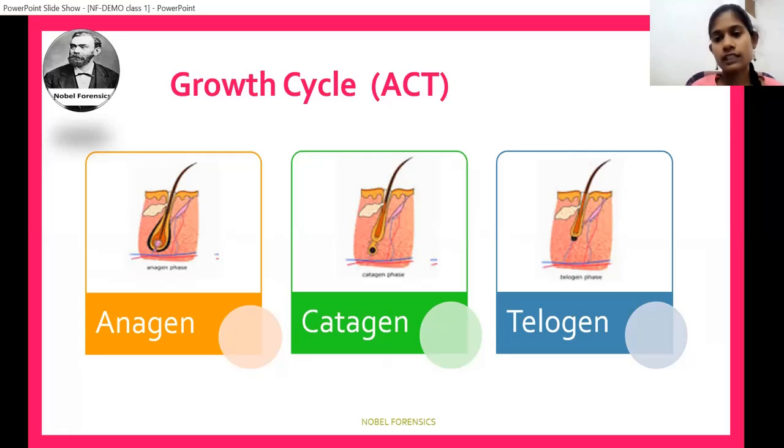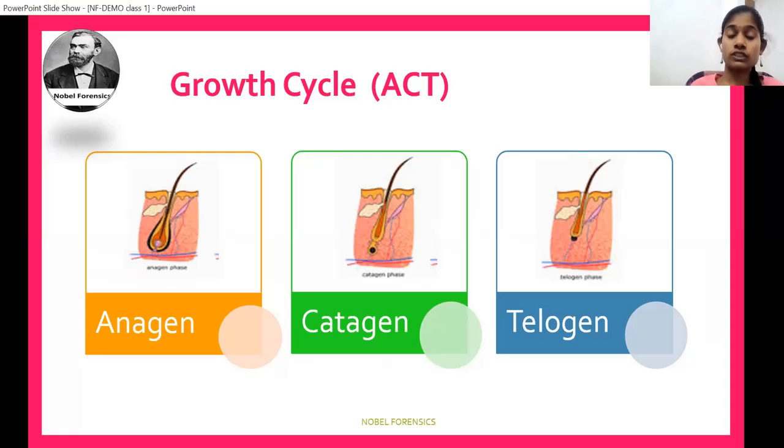After the telogen stage, it again reaches the anagen stage. But what happens in the telogen stage? New hair will grow and it reaches the anagen stage again. Then the old hair will shed or fall off. That stage is also known as the exogen stage. So the main three stages are anagen, catagen, and telogen.